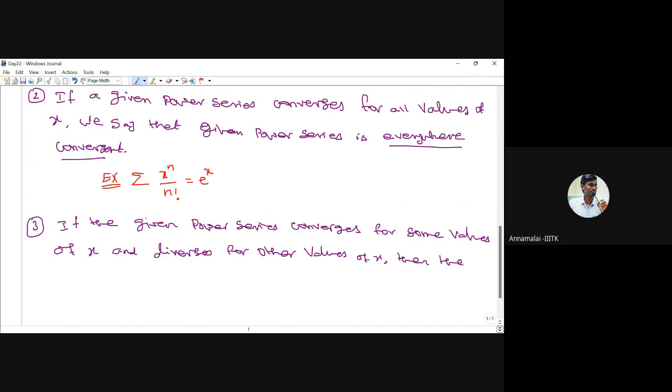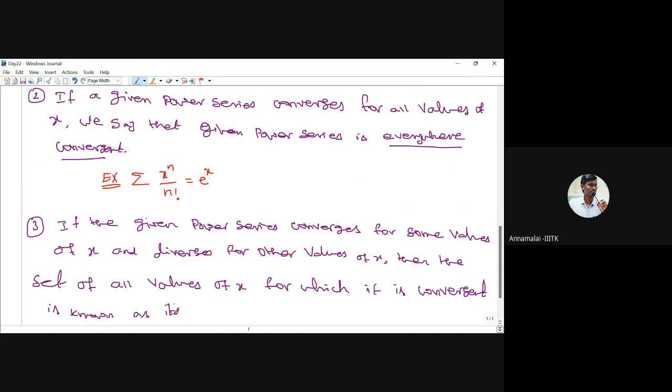the set of all values of x for which the series is convergent, we call that the region of convergence. Then the set of all values of x for which it is convergent is known as its region of convergence.